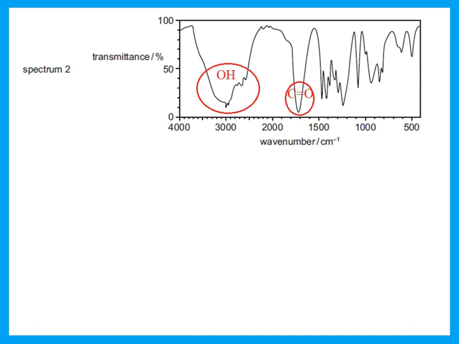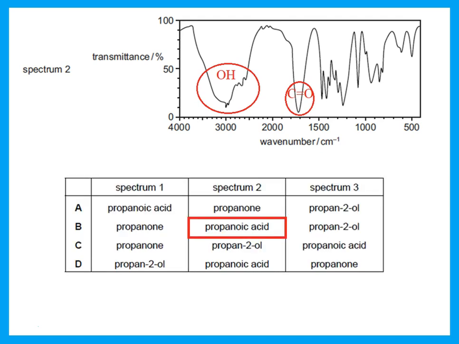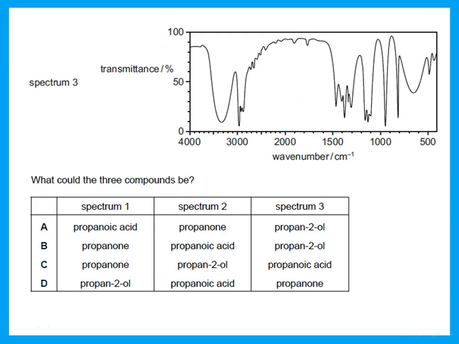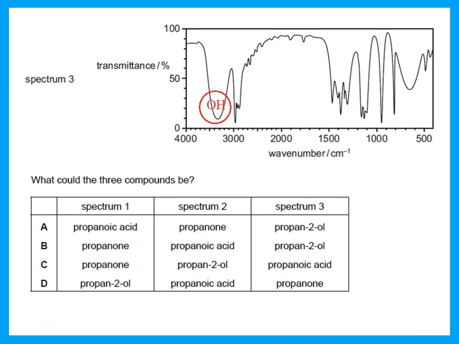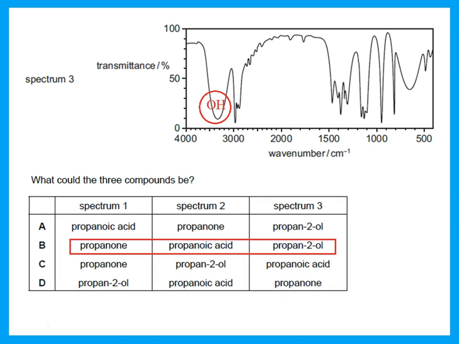Spectrum 2, let's take a look at spectrum 2. What do we have? We have a peak at 1700 and a peak at 3000. That means that I have an acid. So my choice should be propanoic acid. Spectrum 3, what do I have in spectrum 3? I have the peak for the OH at 3000 and something, but there is no peak for the C=O, and that means I have an alcohol. So my choice is B.